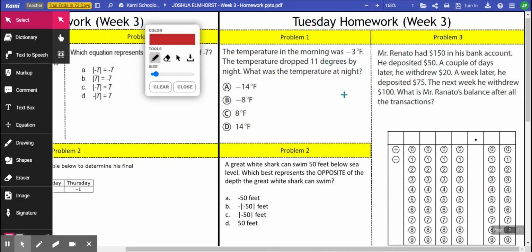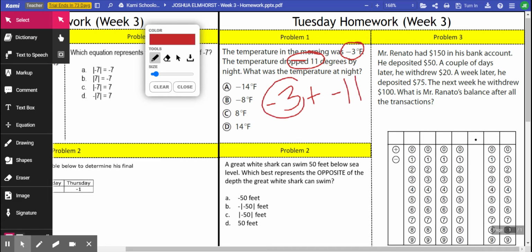The temperature in the morning was negative 3 degrees Fahrenheit. Then the temperature dropped 11 degrees by midnight. What's the temperature at night? If we take a look at our first integer, we have negative 3, and we have something else, the temperature dropping. This here is your key word, the temperature dropped. So that means the temperature is going down even further.